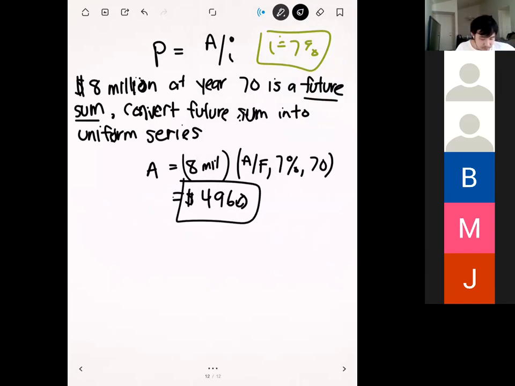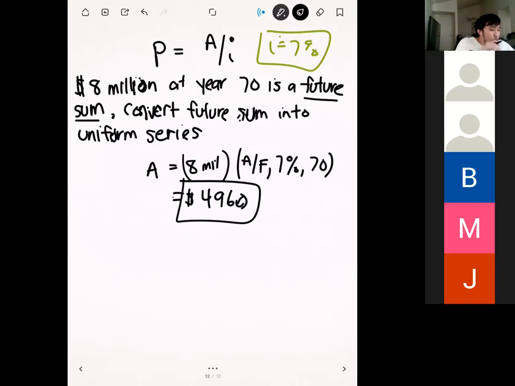So first of all, let's pause and just see how crazy interest rates are, right? If you make an investment of $4,960 at 7%, and you wait 70 years, so let's say that you want to give a present to your grandkids, that initial investment of almost 5,000 is going to be worth $8 million. So you can see interest rates are crazy, right?